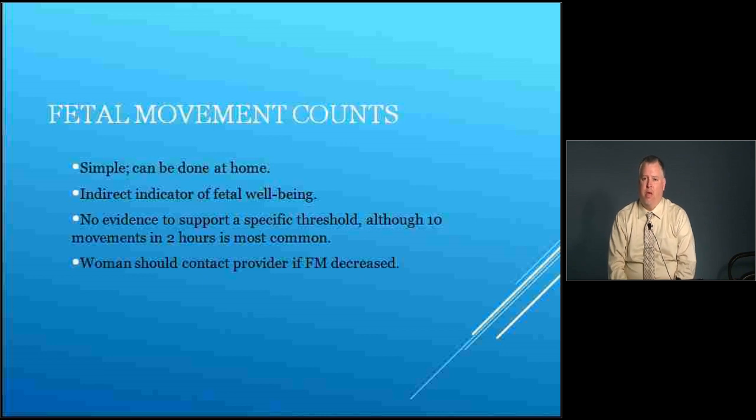A very simple antepartum test that can be done by the woman herself at home are fetal movement counts, or kick counts. These are an indirect indicator of fetal well-being, and even though most centers will have a certain number they tell a woman to measure, there's no evidence to support a specific threshold, but the most common one that people use is that she should feel 10 movements in a 2-hour period. She should be instructed to notify her provider if she feels that her fetal movements are decreased from normal, and certainly if there are less than 10 of those in a 2-hour period.